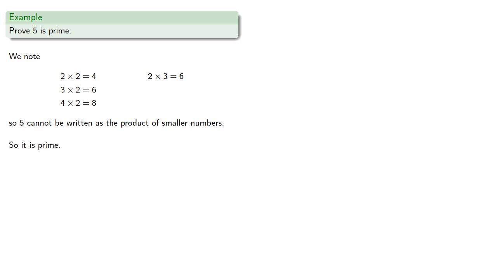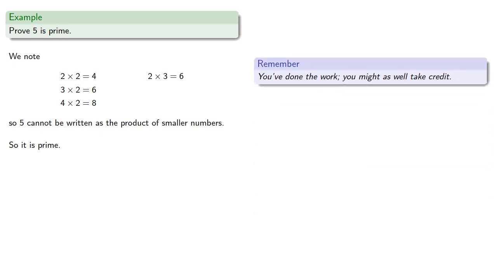And again, another good strategy for research: you've done the work, you might as well take credit. Notice that this also proves that 4, 6, and 8 are all composite numbers because we've written them as the product of smaller numbers.